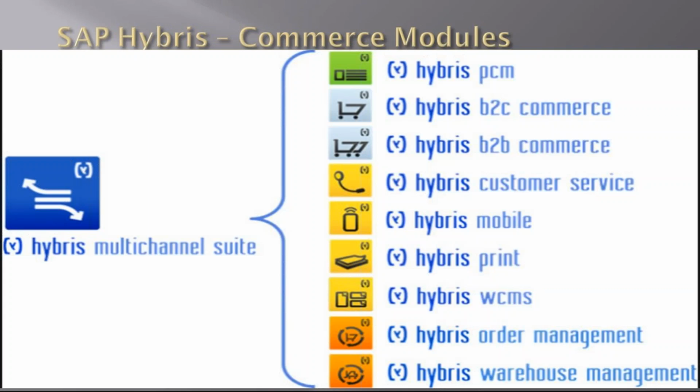SAP Hybris Print has three types of print capabilities. One is a digital document. Second one is electronic document, and the third one is physical document. For example, if we are going to create any standard billing receipts, invoices, orders, quotations, you have to use one standard format. Per that standard format, you have to create the print module.